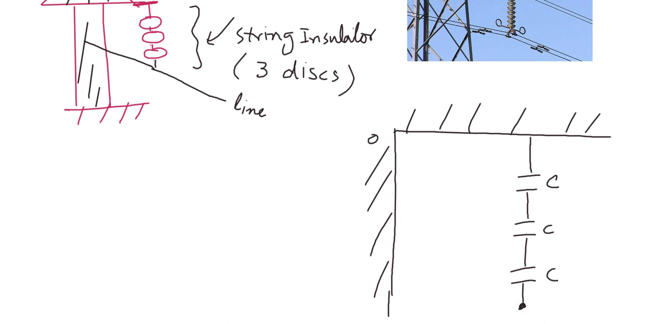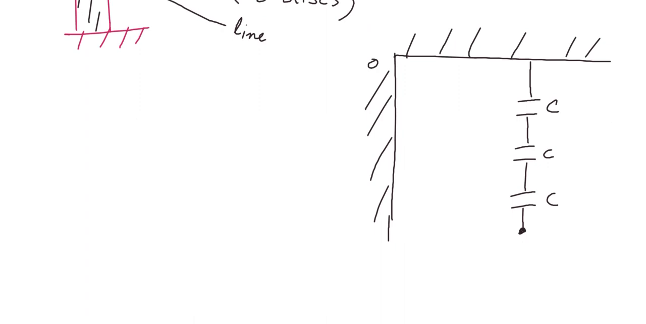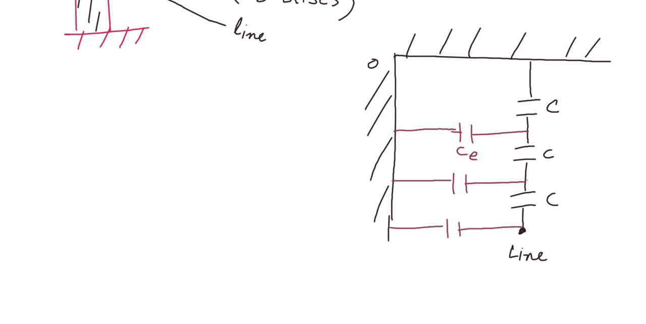And here we have the line connected. Then, naturally, whenever we have a difference of potential, with high potential and low potential and air in between, it forms a capacitor as well. Here we call it CE, the earth capacitance.